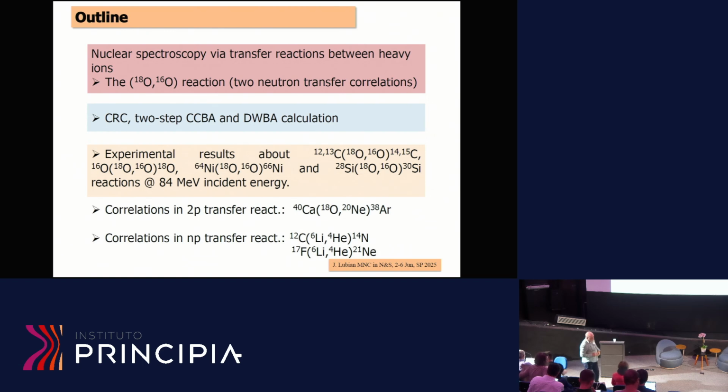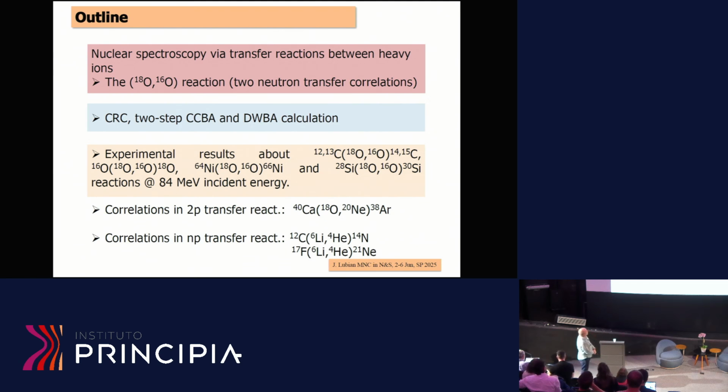Today, the summary of my talk. First, I will talk about nuclear spectroscopy via transfer reaction between heavy ions, the oxygen-18 or oxygen-16 reactions, two-neutron transfer reactions, using the coupled reaction channel method and two-step coupled reaction Born approximation and distorted wave Born approximation, applied to the 12C, 13C targets, oxygen-16, nickel-64, silicon-38 at 48 MeV. The experimental data of all these reactions were taken in Catania, in Laboratori Nazionali del Sud.